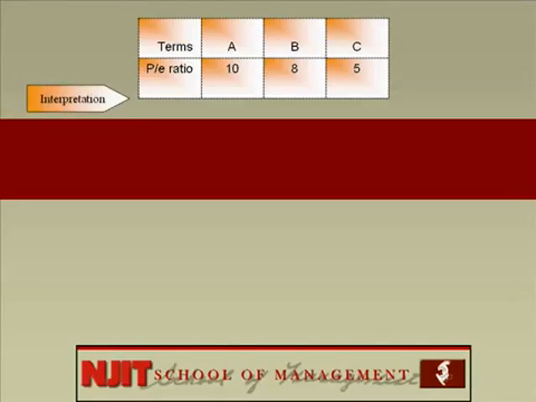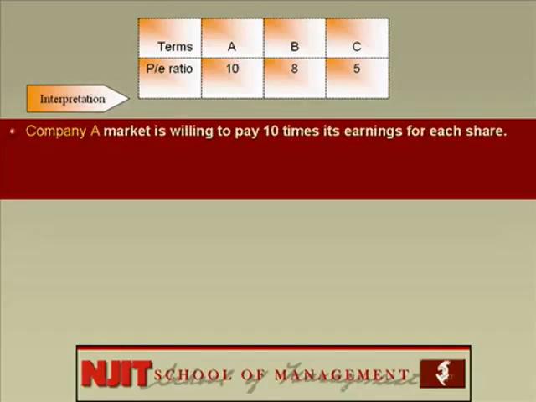Here we go. Company A, P/E ratio 10 means the market is willing to pay 10 times its earnings for each share.